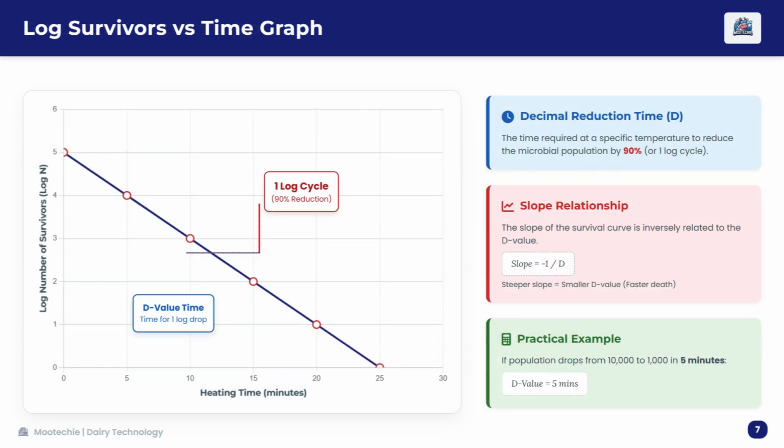Let us understand the log survivors versus time graph. Decimal reduction time or D-value is the time required at a specific temperature to reduce microbial population by 90%. The slope of the line is inversely related to the D-value. Slope is equal to minus 1 upon D. A steeper slope means a smaller D-value, which means faster microbial death. For example, if population drops from 10,000 to 1,000 in 5 minutes, the D-value is 5 minutes. This forms the basis of process calculations.